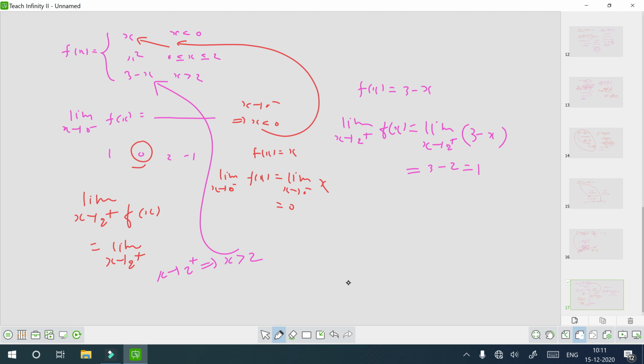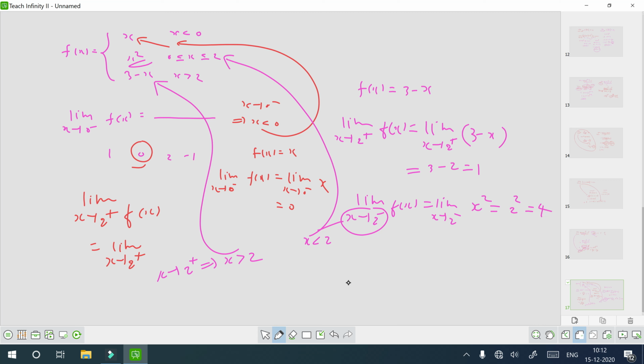They can ask anything. Suppose they wish to find the limit as x tends to 2 minus of f(x), then what? That is the limit as x tends to 2 minus, meaning x less than 2, and for x less than or equal to 2, f(x) is equal to x square. So here x square gives 2 square, and the answer is 4.